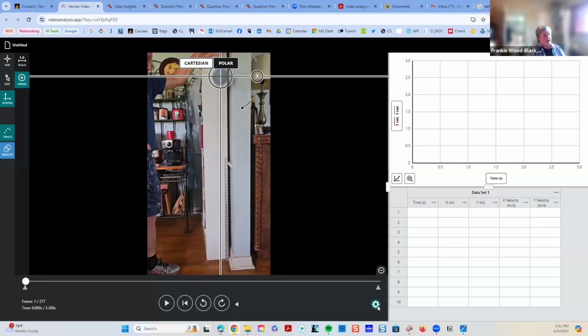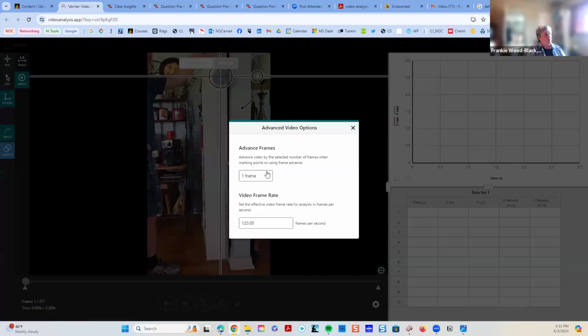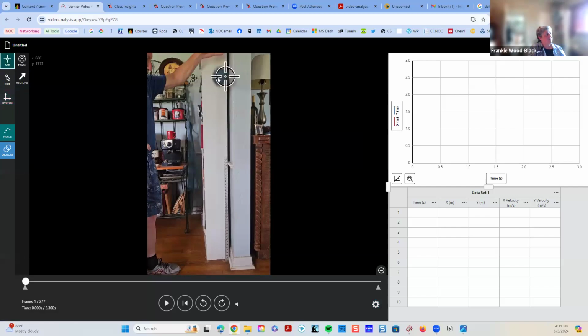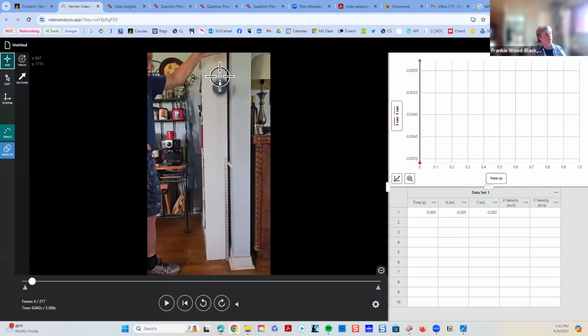I'm coming down here and I don't want to go 1 frame per second. I want to go 5 frames per second because that's as far as it's going to advance. So I'm going to be totally fine there. And now I'm going to collect my data. So I'm going to use the center of mass, just like we talked about last week. And now it will automatically move 5 frames forward.